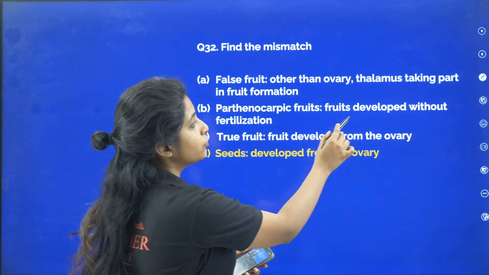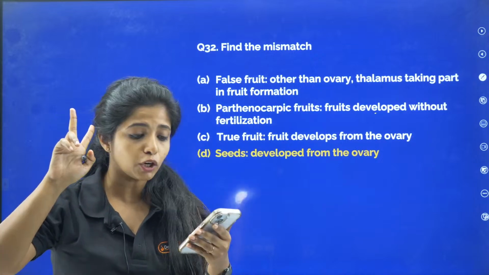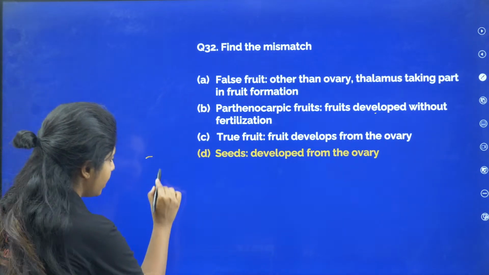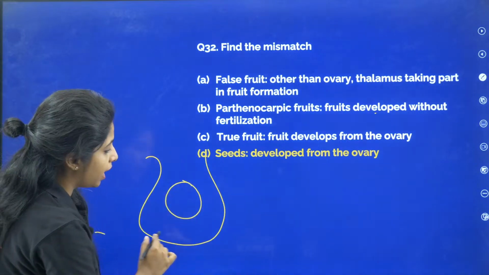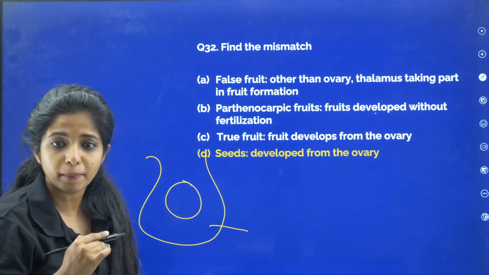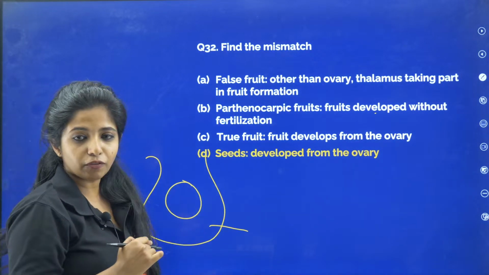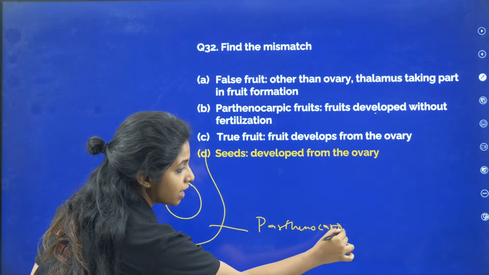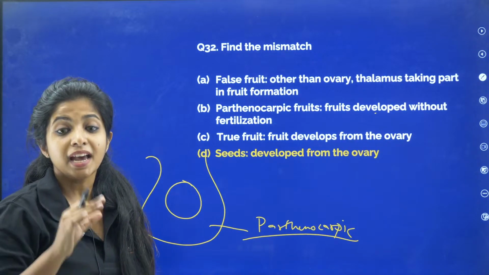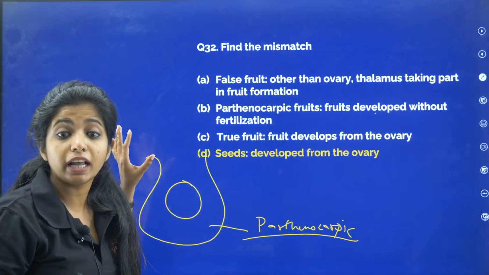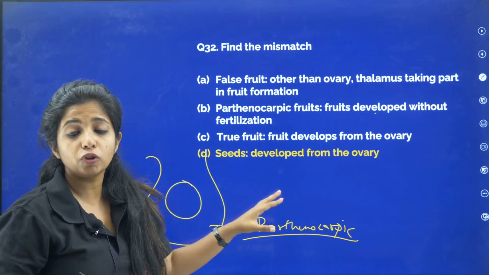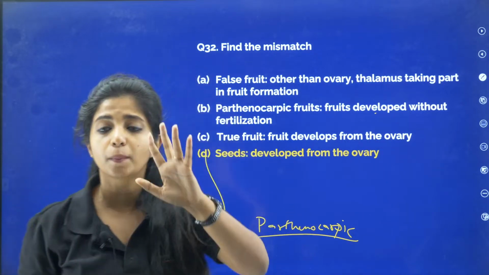Now parthenocarpic fruit, fruits developed without fertilization. Remember, there are two terms, you have to remember them properly. Suppose this is the ovary, this is the ovule. When the ovary without fertilization is forming the fruit, you call this parthenocarpic fruit. Why does this happen? Basically, there are certain hormones that play a major role here. Since fertilization has not happened, the ovule is not transforming into a seed, and hence these parthenocarpic fruits would be seedless. Example is banana.